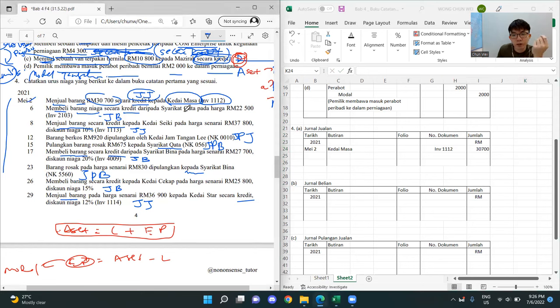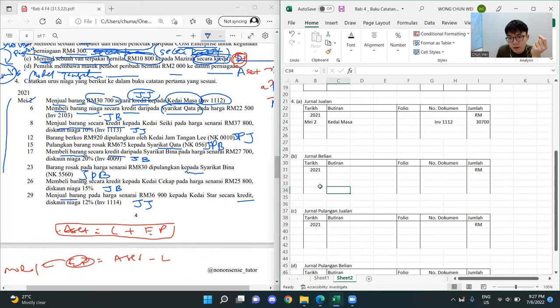May 6th is JB, Jurnal Belian. So double check. Beli barang niaga, kredit, from whom? Syarikat Kata. So what you're going to do is go to your JB, Jurnal Belian. Tarik, May 6. Kepada siapa, or daripada siapa? The name here, Syarikat Kata. So you just write there, Syarikat Kata.